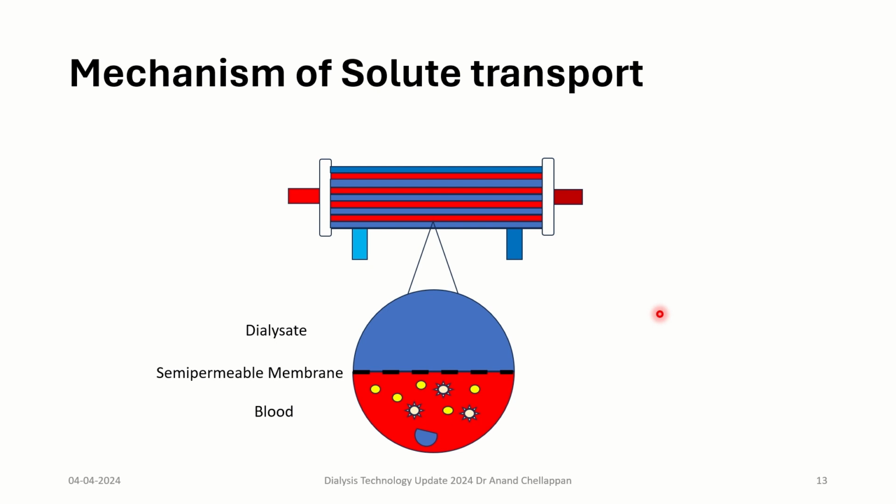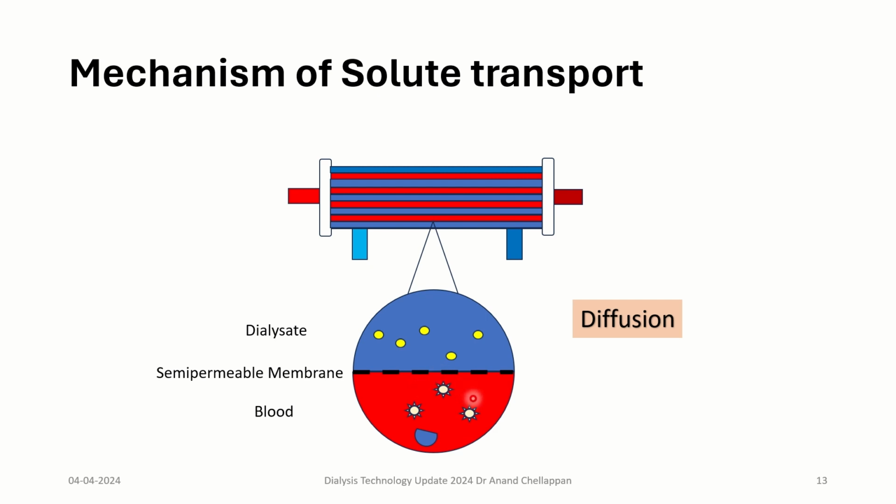Now these are the small molecules, the yellow spheres in this schematic diagram. Diffusion is a movement of solute from a place of higher concentration, which in this case is blood, to a place of lower concentration, which is the dialysate, across the semi-permeable membrane. This process is called diffusion. Now the middle molecules are not removed to a larger extent by diffusion.